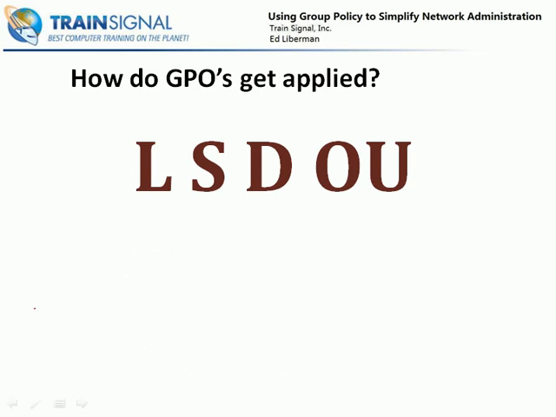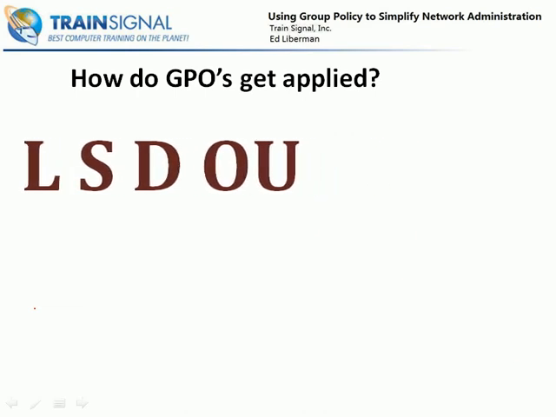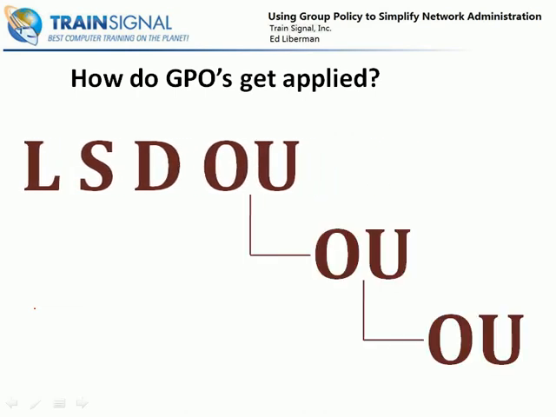And technically, I would refer to this as LSDOU. The reason I say that is because if the user or computer is a member of a sub-OU, then the local settings, then any site-related settings, and then any domain settings will apply. But then the topmost level OU, the parent OU settings, will be applied. And then it works down through the OU hierarchy until it gets into the OU that the object actually is in.